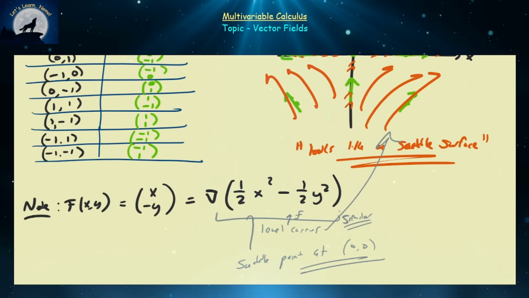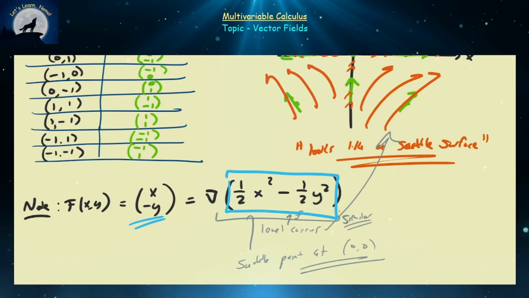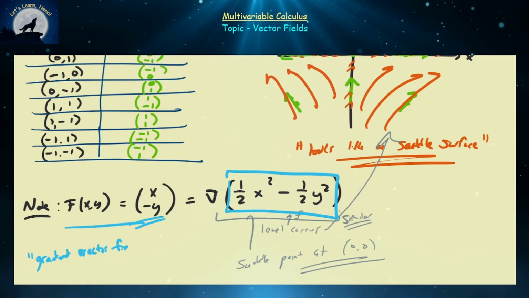Right? So every time you can actually find a function such as this, 1/2 x squared minus 1/2 y squared, that is equal to this vector field, we usually refer to this as a gradient vector field. It's a gradient vector field because this vector field is the gradient function or the gradient of some function little f. And in this case, we can find that particular f just by observation.